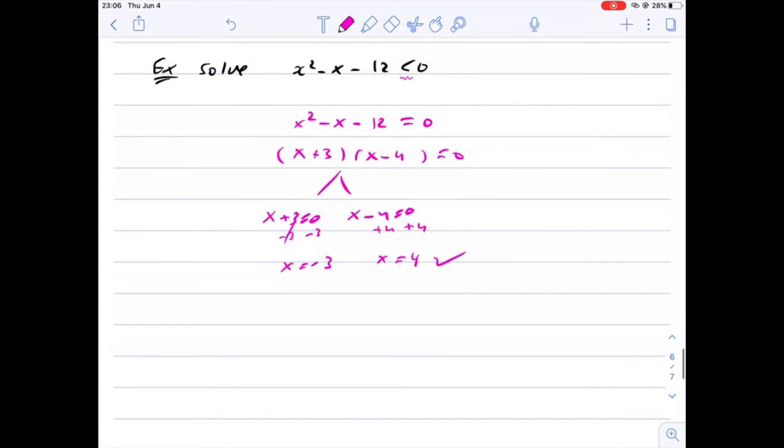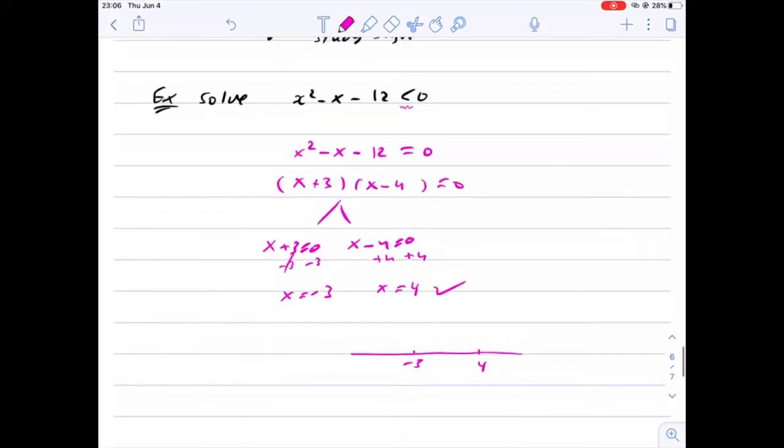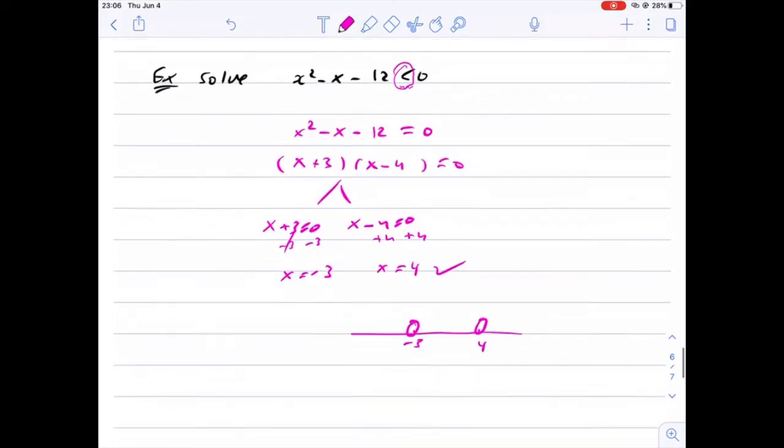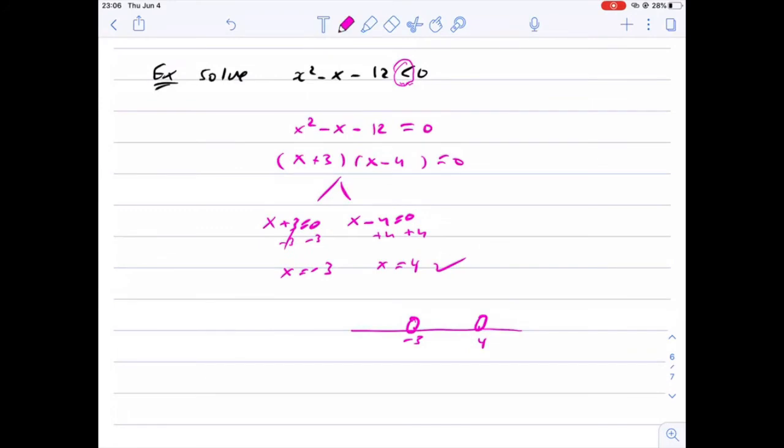Now we need to check this sign. So we have two values, negative 3 and 4. Is it open or closed at these? Since we don't have equality here in the inequality, we leave it open. Now we study the sign.